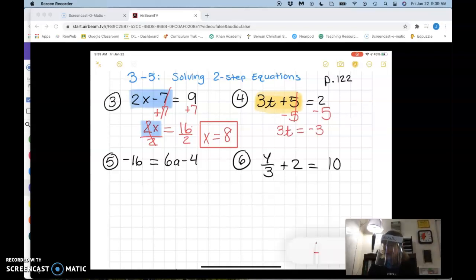And now, again, look at what's happening to the variable. So, divide to get it out. Then -3 divided by 3 is -1. Good. So t is -1. Excellent. Okay, that was great commentary by Jeremiah. You get Starbucks, Jeremiah.